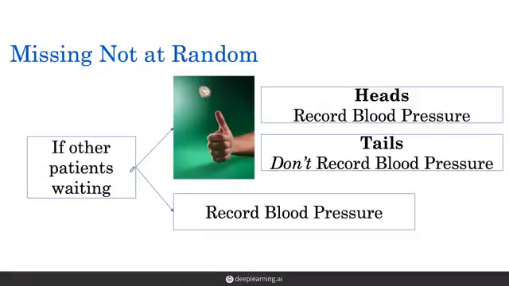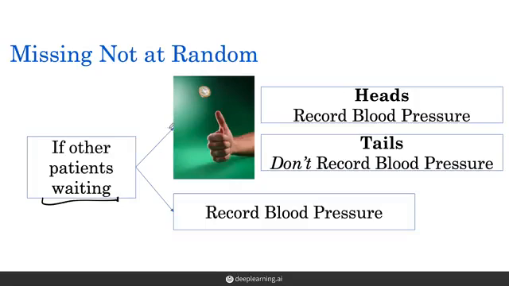And namely, that's missing not at random. And here's the missing not at random scenario. In the missing not at random scenario, what the doctor is going to do is look out of the door to see whether there are other patients waiting. If there are no other patients waiting, then there's plenty of time to record blood pressure for everybody.